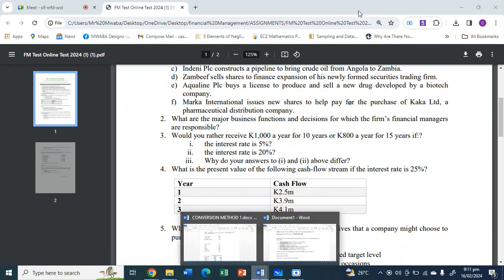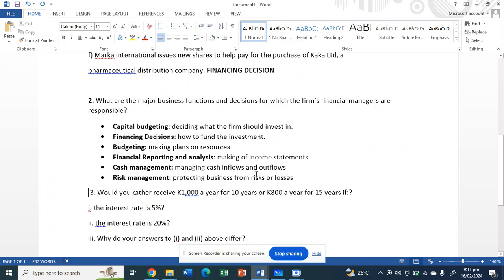All right, we've got the next question here. It says, would you rather receive 1,000 a year for 10 years or 800 a year for 15 years if the interest rate is 5%, and if the interest rate is 20%? And then, why do the answers to one and two above differ?